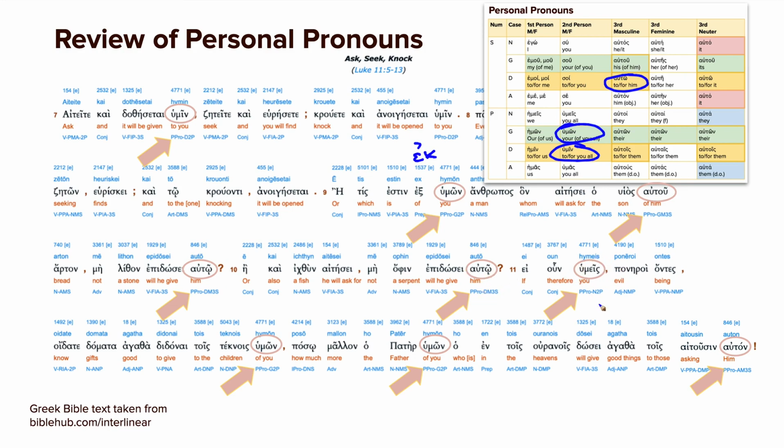Humeis here is nominative second person. Humeis is you all as the subject. You all, though you are evil, know how to give good gifts to your children. And then your father, also the father of all of you, more than one person. And then lastly, we have to those asking him. And when you ask, after ask, aiteō, you use accusative. So that's why this is in the accusative describing the father. So auton.